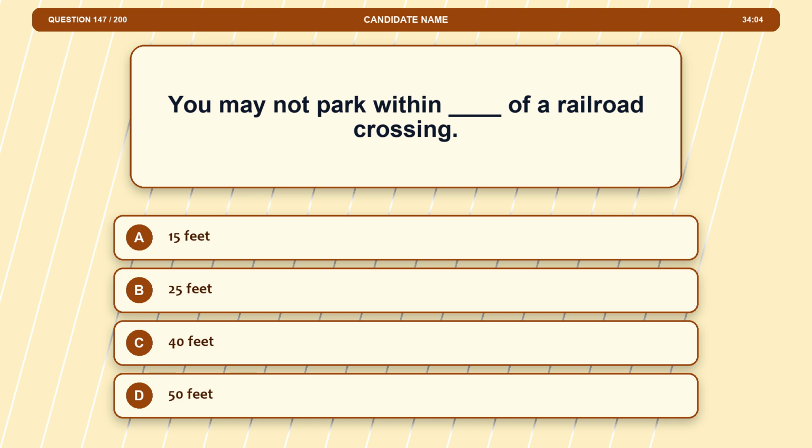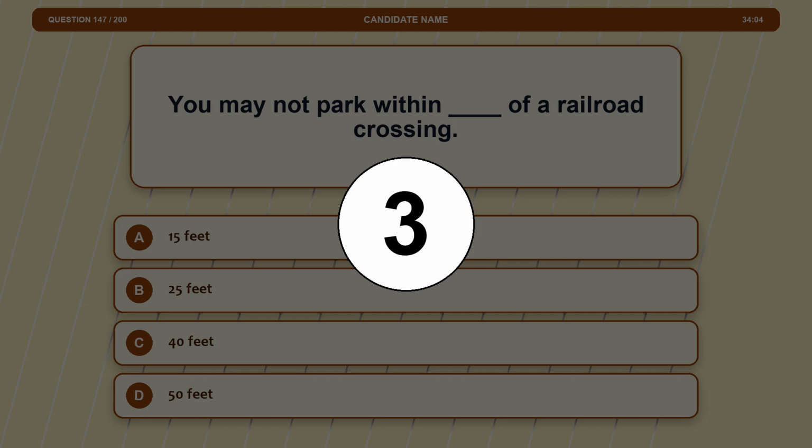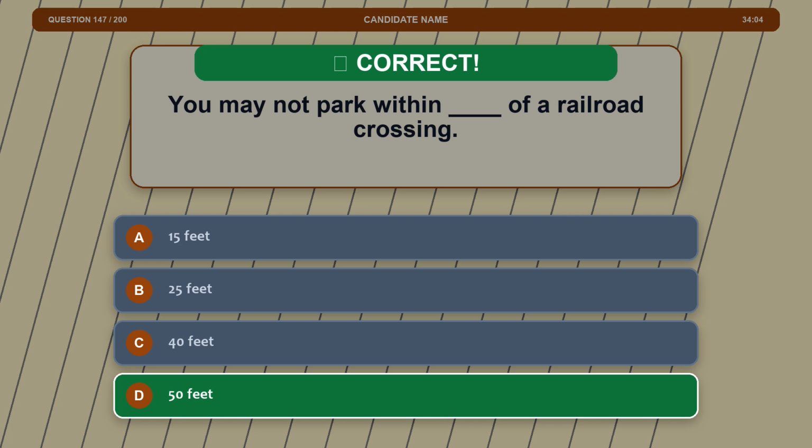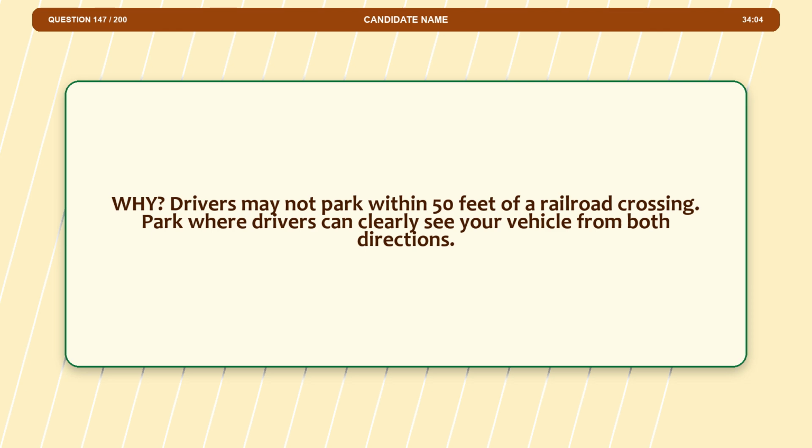Option A, 15 feet. Option B, 25 feet. Option C, 40 feet. Option D, 50 feet. The correct answer is option D, 50 feet. Explanation. Drivers may not park within 50 feet of a railroad crossing. Park where drivers can clearly see your vehicle from both directions.